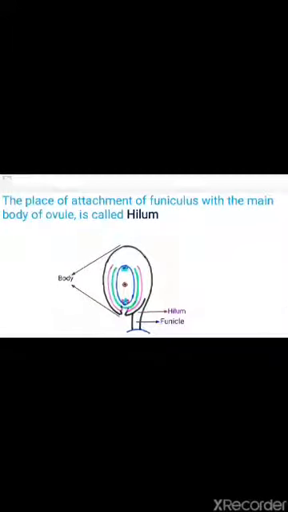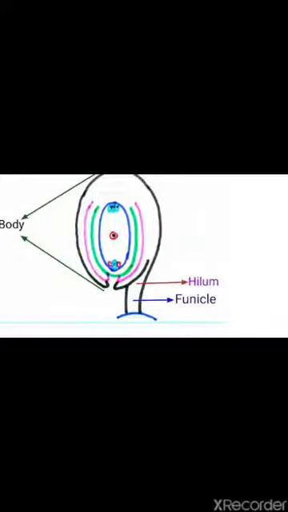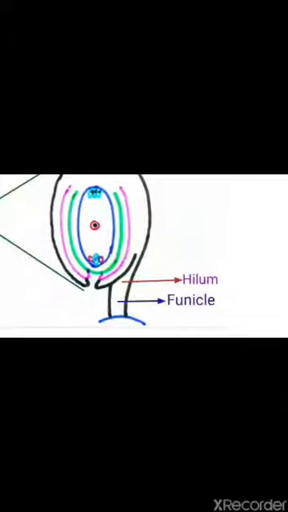The place of attachment of funiculus with the main body of ovule is called hilum. So this is the main body of ovule, and this one is the funiculus, and through this hilum, this funiculus is attached with the main body of ovule.